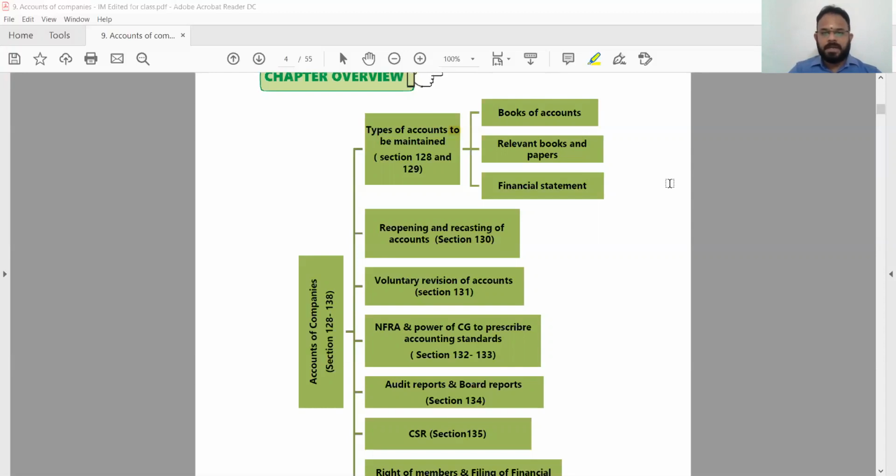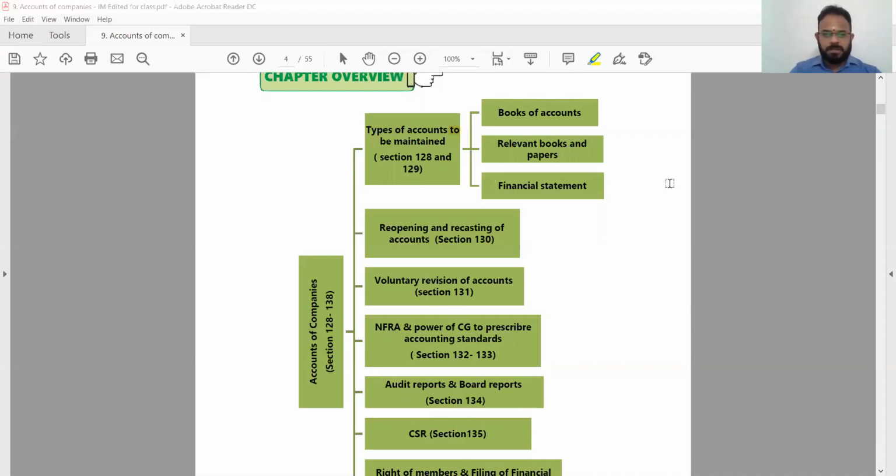What is reopening and recasting? Can you reopen the accounts? Are you opening, or are the authorities opening? That is section 130. If you are trying to open, that means the directors or the people who are involved wanted to voluntarily go for a revision, it is section 131.